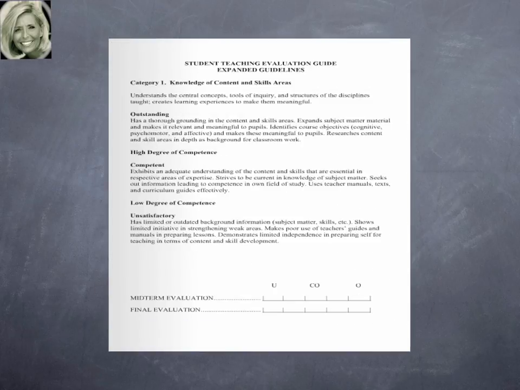The Student Teaching Handbook also, in the sections following that bubble sheet, has each characteristic or each category with some narrative in there. So for instance, with category 1, knowledge of content and skill area, you will see that there's a paragraph for what an outstanding student teacher would look like at midterm, what a competent teacher would look like, and someone who's low or unsatisfactory. The low degree of competence and the high degree of competence are kind of those gray areas, so it kind of gives you some idea of how to mark them.